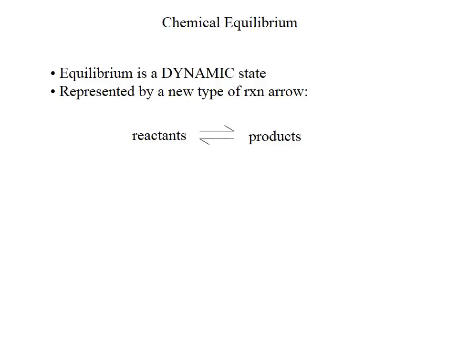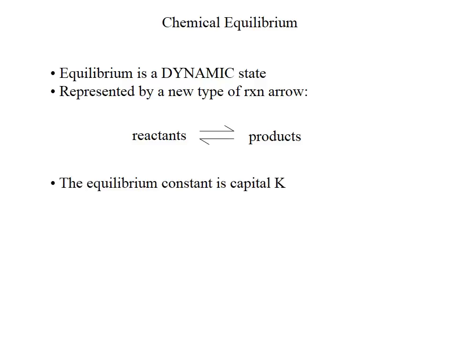So point number 1 is that equilibrium is a dynamic state. Point number 2 is that equilibrium is represented by a new type of reaction arrow where the arrow goes in both directions. There are 2 separate arrows, and we often have it where it's only got one arrowhead, as you see there. So it's important that you use the right kind of arrow because other kinds of arrows mean different things. You learned about resonance structures in Chem 101. That is a different arrow than this arrow. So it's important that you recognize that this corresponds to equilibrium.